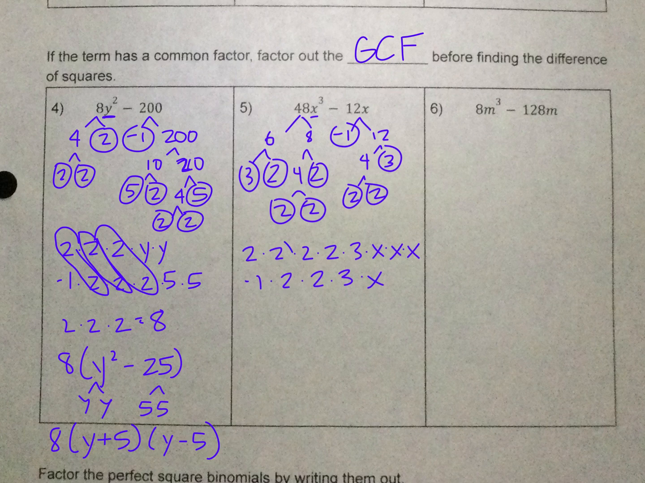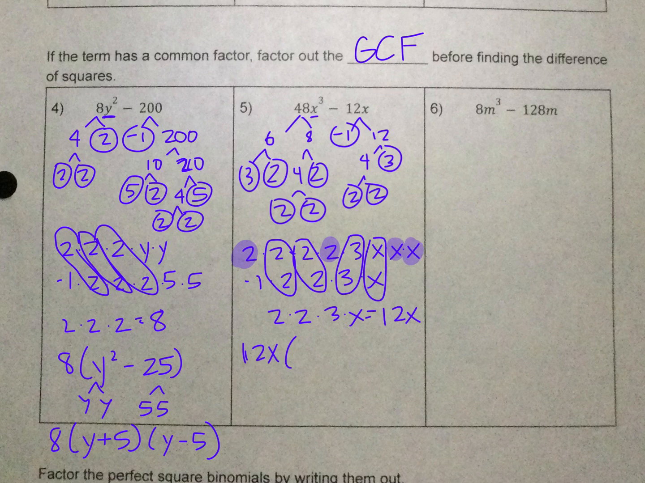Now I'm going to circle what they have in common. They have a group of 2's, a group of 2's, a group of 3, and a group of x's. 2 times 2 times 3 times x is 12x. So in the front, I have a 12x. And then left on top, 2, 2, x, x. 2 times 2 is 4, x squared, negative 1. That's all I have.